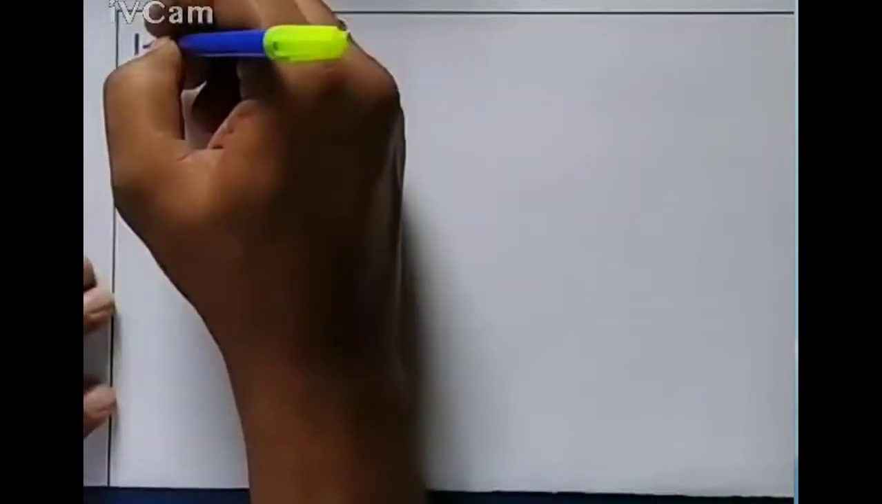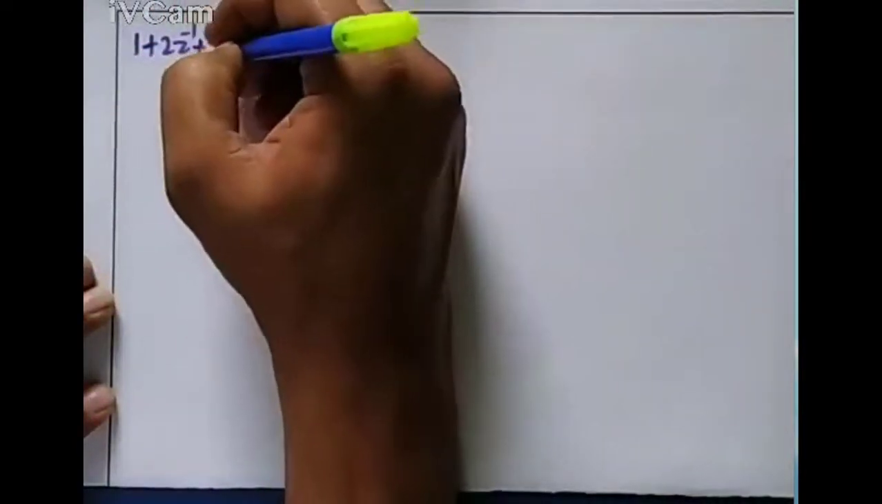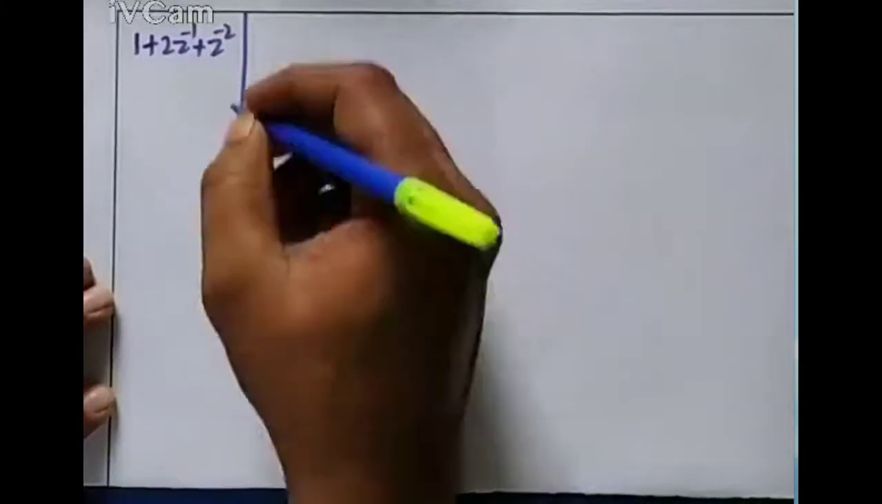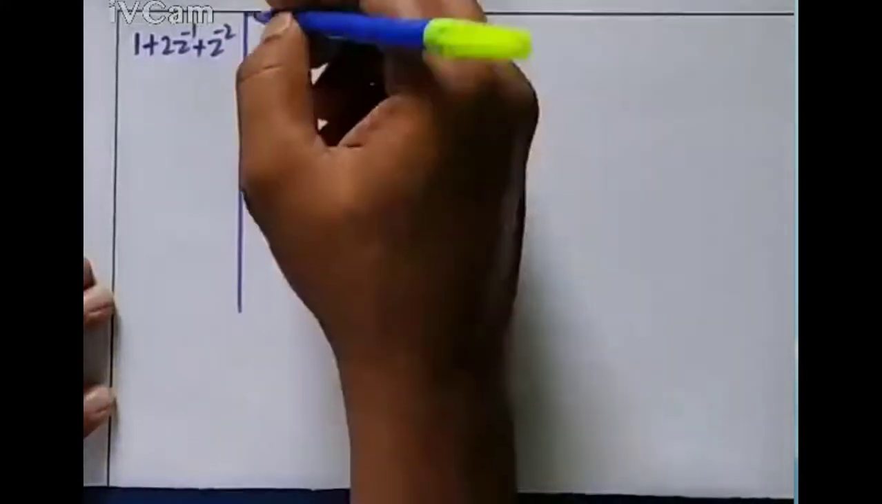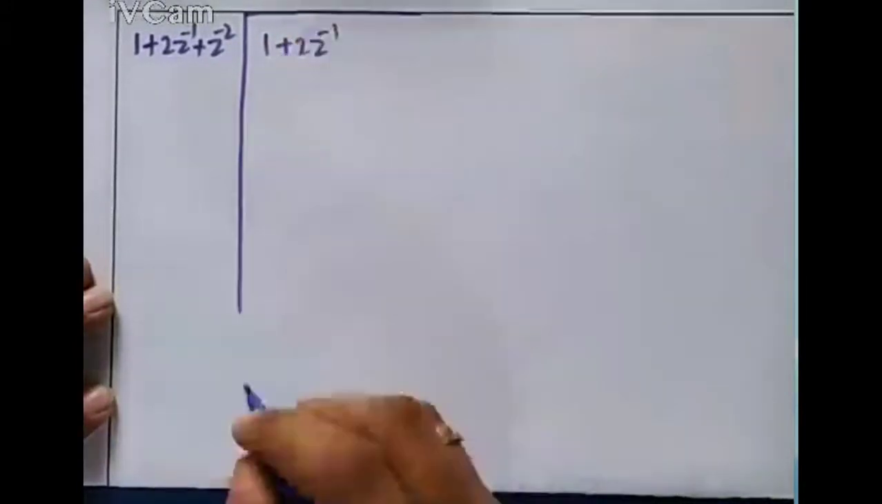Okay, so for such a sequence what should be our division? Our division should start with the highest power of z. In the highest power of z, it will be the constant term. So our division will be 1 plus 2z^-1 plus z^-2. This is the denominator polynomial. And correspondingly the numerator will be 1 plus 2z^-1.